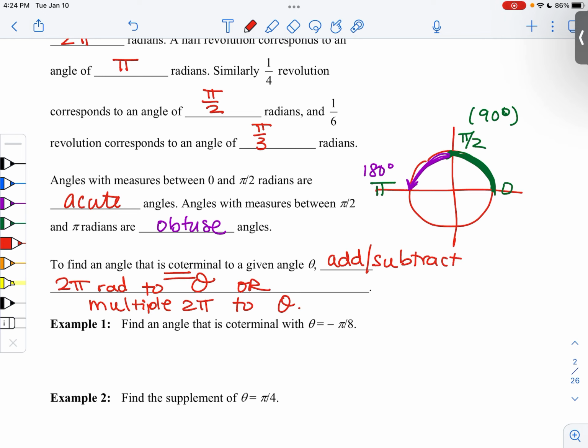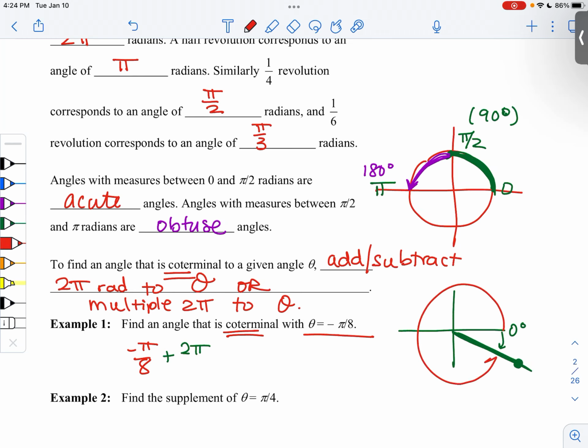So let's say for example, theta equals negative pi over 8, and I wanted to find a coterminal angle. I can add or subtract 2 pi, which is a full circle. So negative pi over 8 would look like this. If this is my initial side, 0 degrees, negative pi over 8 would look something like this. I want to know what other angle could be coterminal with that.